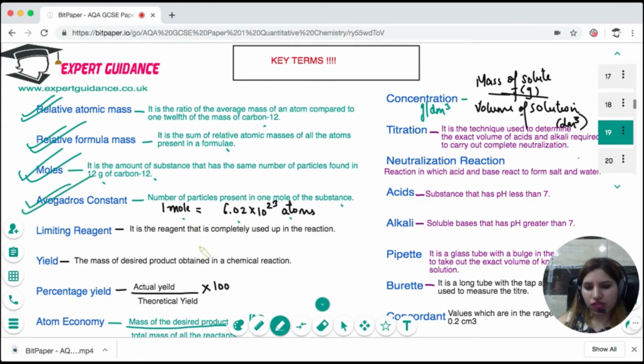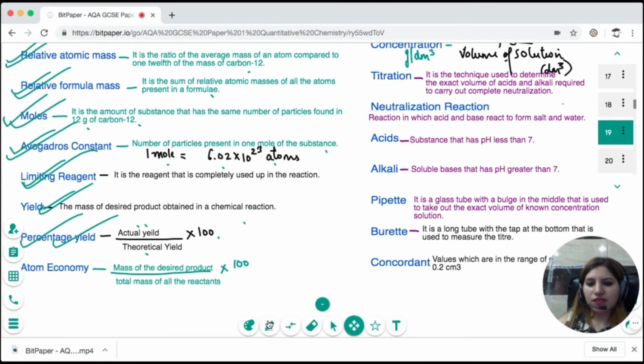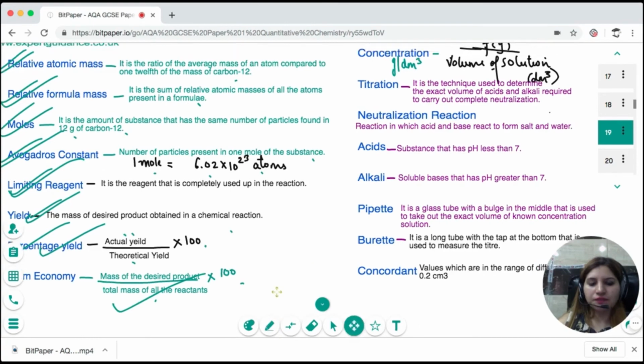Limiting reagent is a reagent that is completely used up in the reaction. Yield is the mass of the desired product obtained in a chemical reaction. Percentage yield is actual yield over theoretical yield times 100. Atom economy is mass of desired product over the total mass of all the reactants times 100.